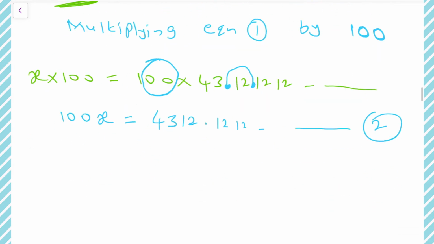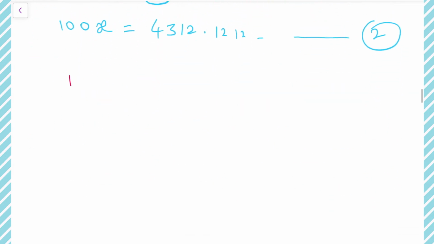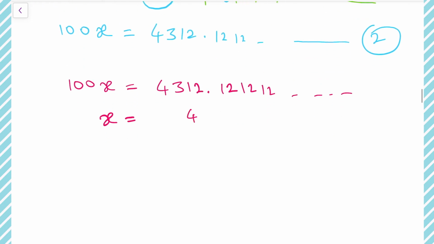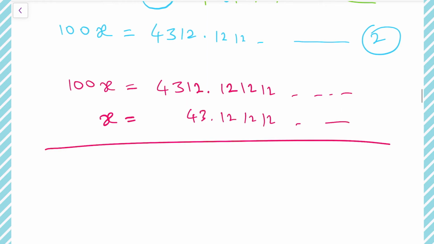Let me write both equations again. The second equation is 100x is equal to 4312.121212 and so on, and the first equation is x is equal to 43.121212 and so on. Now starting from the right corner we do the subtraction. 2 minus 2 is 0, 1 minus 1 is 0, 2 minus 2 is 0, 1 minus 1 is 0, 2 minus 2 is 0, 1 minus 1 is 0, dot.